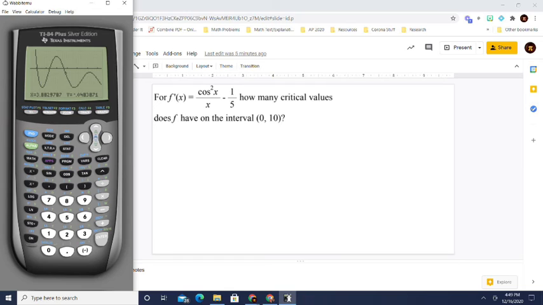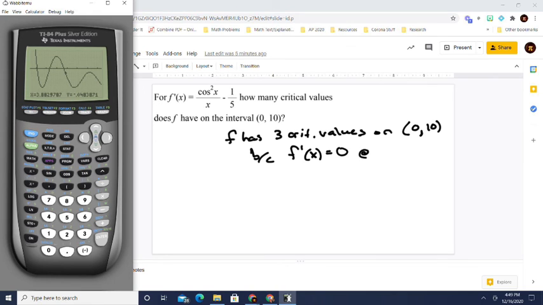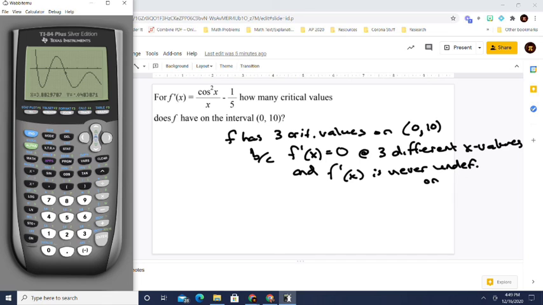And so I can go ahead and write that. I would say f has 3 critical values on 0 to 10 because f prime of x equals 0 at 3 different values, and f prime of x is never undefined on 0 to 10.